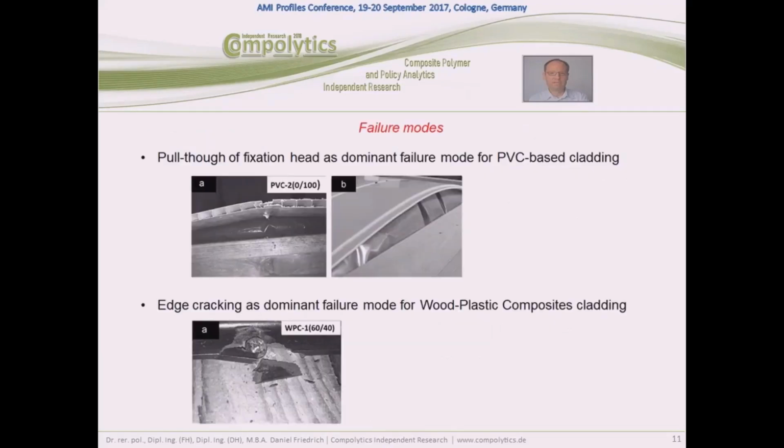What we received were always a failure in terms of cracking of the fixation mechanisms. So either the screw heads were pulled through the complete panel, or the edge cracked around the screw head. So these were the basic failure modes, and we never received a failure due to bending rupture of the complete panel.